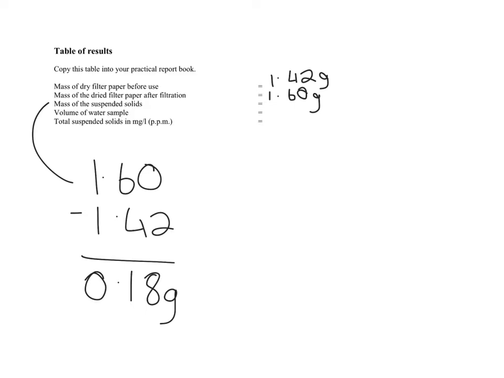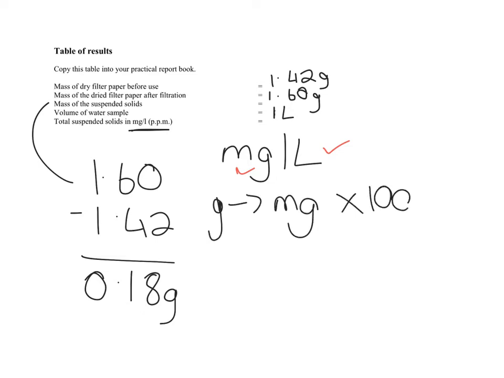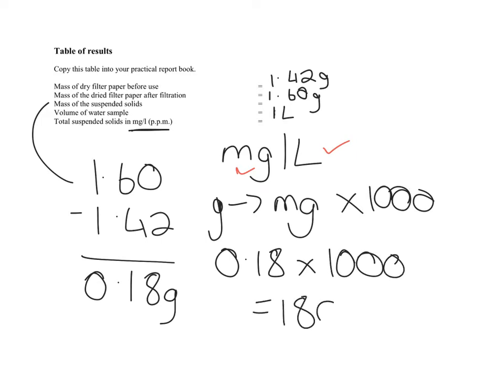Now, the volume of the water sample that we use, in this instance, is a litre. They would always have to tell you that in the question. So we want our answer, as you can see here, in ppm. So ppm means milligrams per litre. So we have the litre bit, that's fine, but we now need to worry about milligrams. Okay, so if you remember from our water hardness, grams to milligrams, we multiply by 1000. So to do that, we take our 0.18, we multiply it by 1000, and we get 180 ppm.